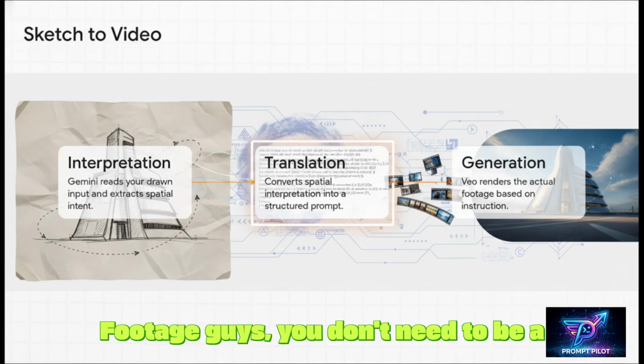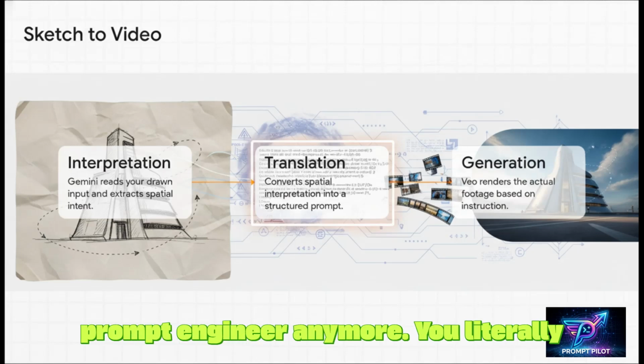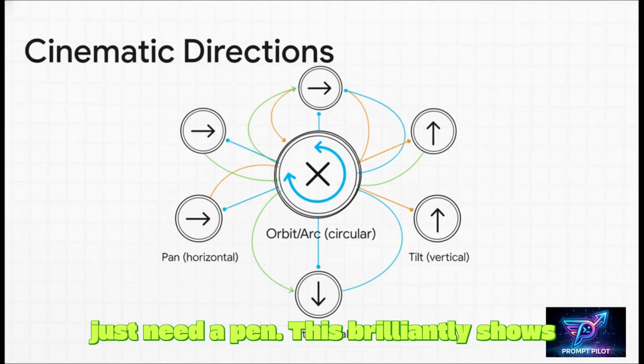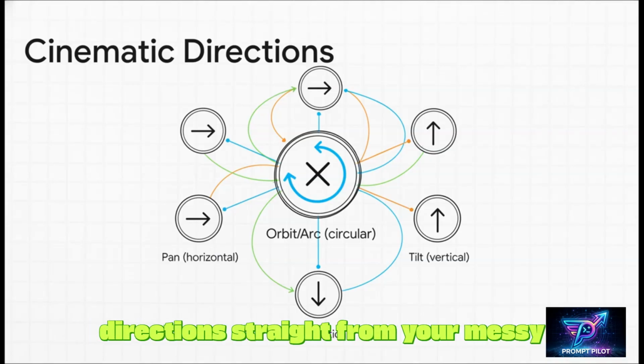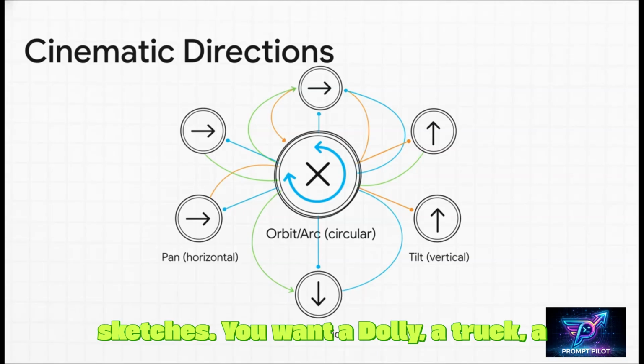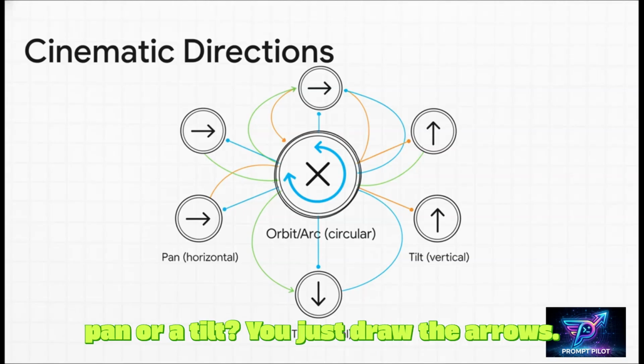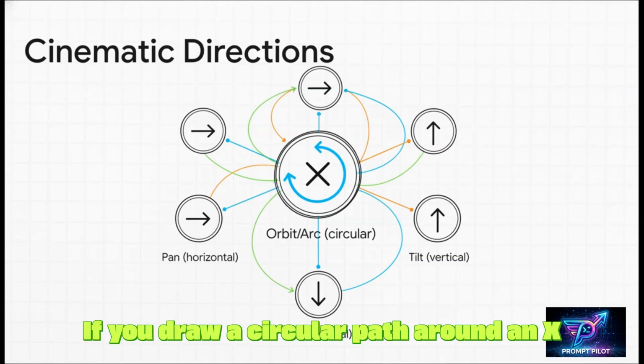Guys, you don't need to be a prompt engineer anymore. You literally just need a pen. This brilliantly shows the level of control you have now. Gemini understands professional cinematic directions straight from your messy sketches. You want a dolly, a truck, a pan, or a tilt? You just draw the arrows.